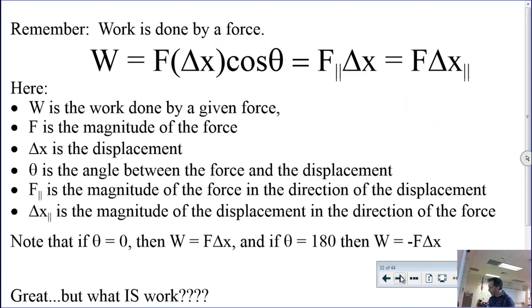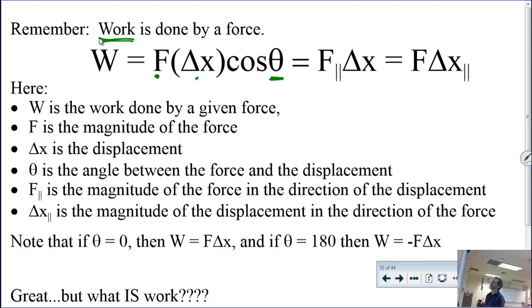So earlier this unit, or maybe last unit, we learned that work is done by a force. So when you talk about work, it doesn't make sense to just say how much work is done. You need to say how much work is done by the force of Roy, or by gravity, or by friction, or whatever. And once you've identified that force, to calculate the work, you take the magnitude of the force, multiply that by the magnitude of the displacement, and then multiply that by the cosine of the angle between those two vectors.